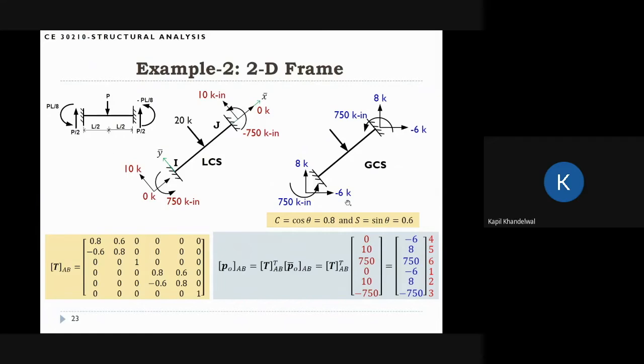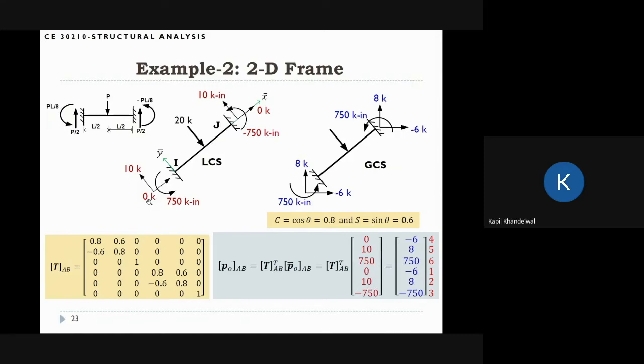But what we are interested in is the global coordinate system. We are interested in the quantities in the global X and Y direction, okay? So what we can do is write down the transformation matrix for this element, and take these numbers and multiply by T transpose to get the numbers in the global coordinate system. First we have to write down these numbers in the correct order. The numbers we want to put are Pxi, Pyi, Mi, Pxj, Pyj, Mj in the local coordinate system.